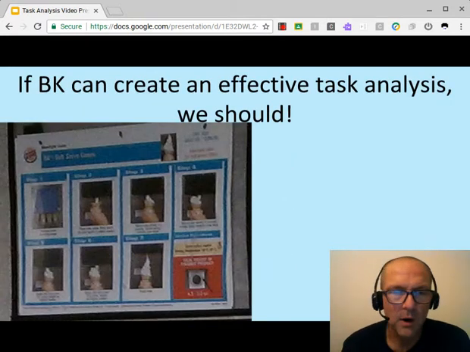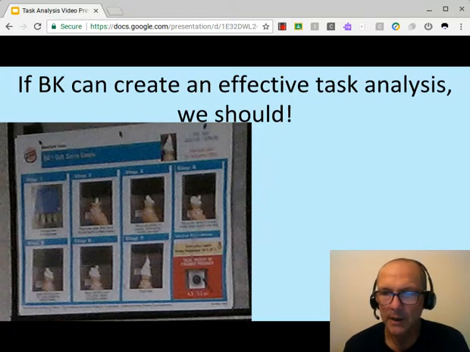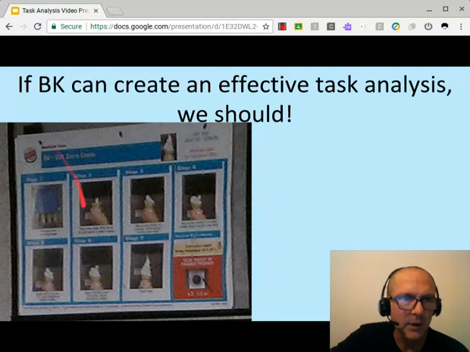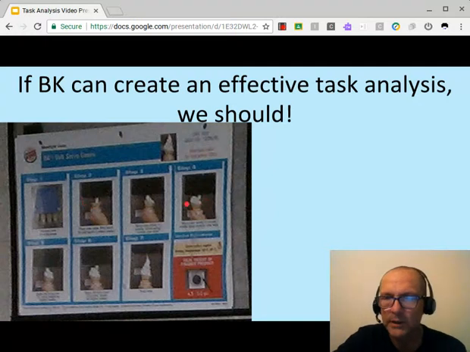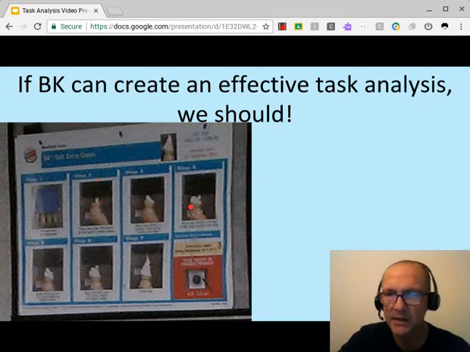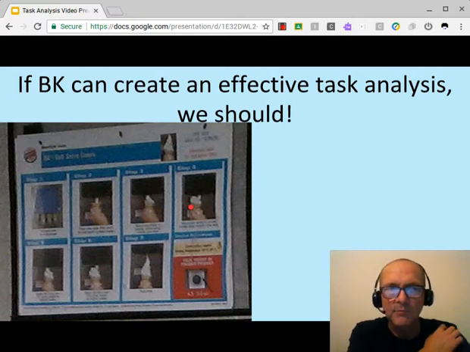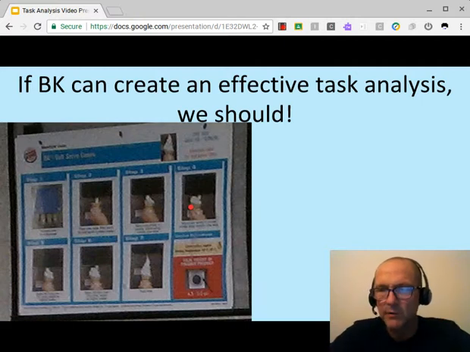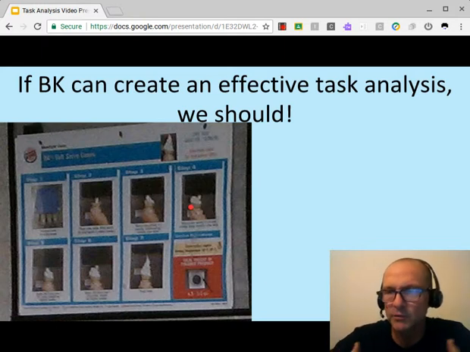This is a photo from a Burger King, and I had stopped by waiting for my coffee. I looked over, and it struck me that Burger King was doing an outstanding job with task analysis. These are images of how to pour a soft cream ice cream cone, and they have beautiful pictures and steps and explanations. It's a task analysis. And it occurred to me that if Burger King can do such a great job with a task analysis, we educators should be able to do the same thing, especially for math.